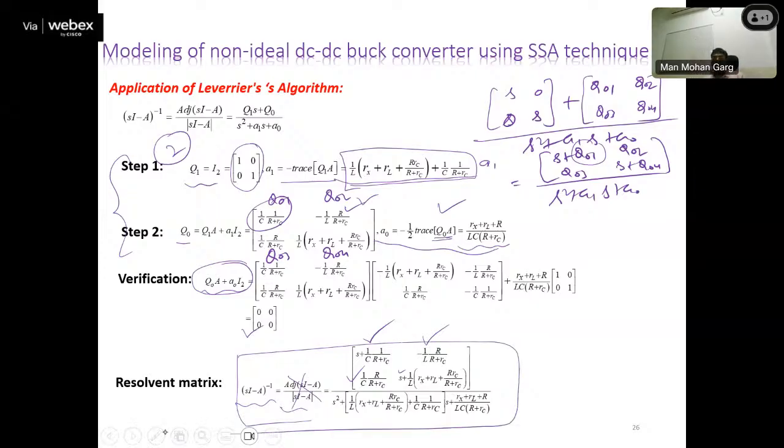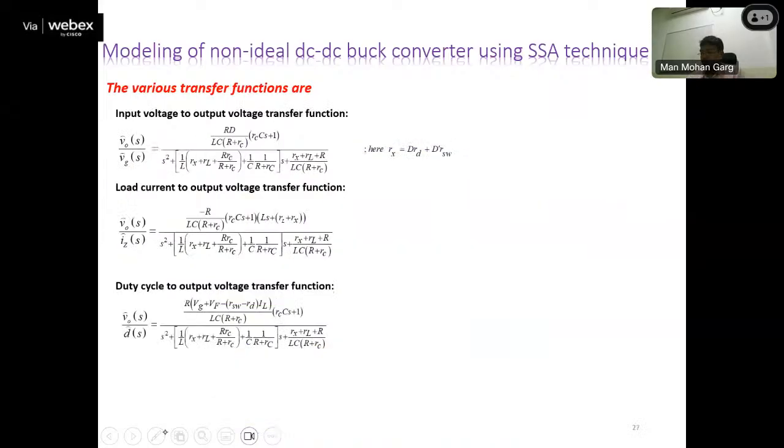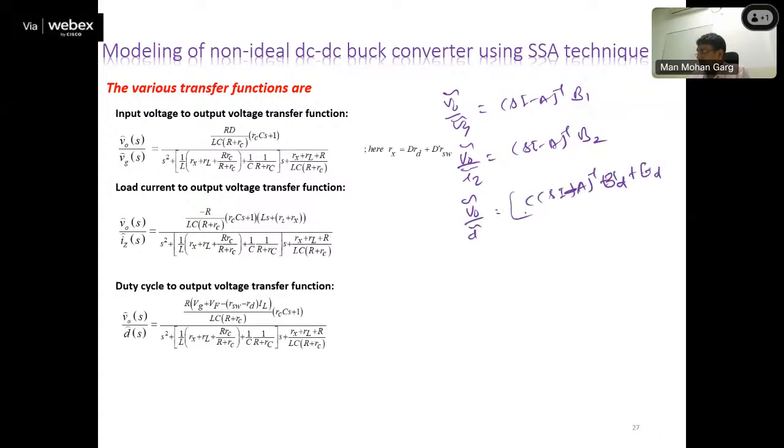Now we have got this (sI minus A) inverse. If it is there, then we can get any transfer function. You know that V0 upon Vg is nothing but (sI minus A) inverse B1. Similarly, V0 upon Iz is nothing but (sI minus A) inverse B2. And V0 upon D is C into (sI minus A) inverse B plus E, right? These values are with you, we put them in and we get these transfer functions.